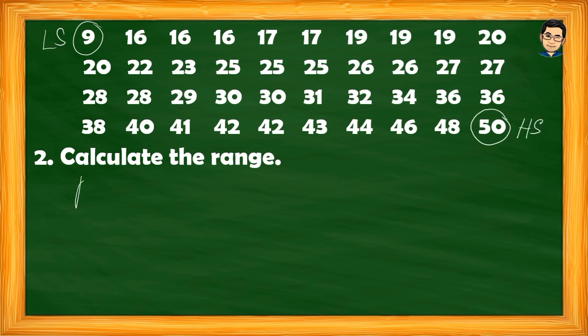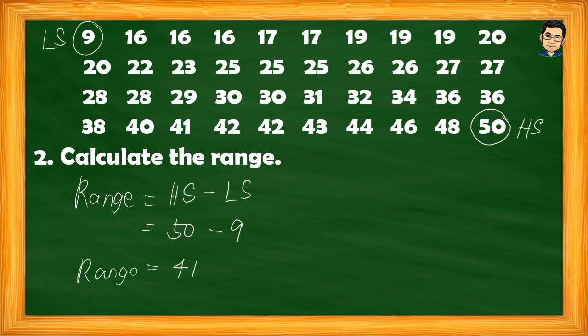So, yung formula natin to calculate the range, that is range equals HS minus LS. Highest score minus lowest score. So, our highest score is 50. And then, our lowest score is 9. So, if we subtract 50 and 9, yung makukuha nating sagot will be 41. So, yung range ng mga scores natin is 41.